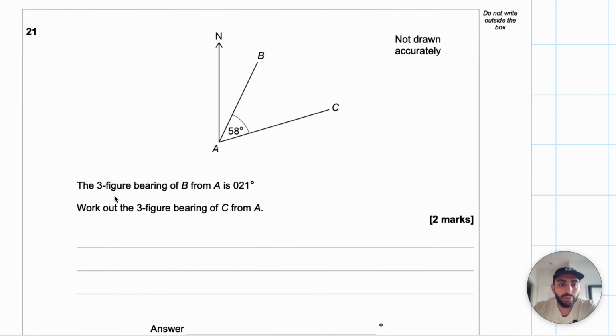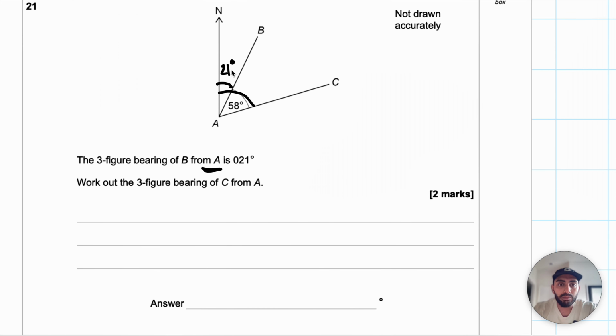Question 21. The three-figure bearing of B from A is 021. This is saying if I start at A and I go clockwise to B, that angle is 21 degrees. Work out the three-figure bearing of C from A. So if I start at A and I go to C, that's going to be these two angles added up together. So I'm doing 21, add the 58, that'd be 79.